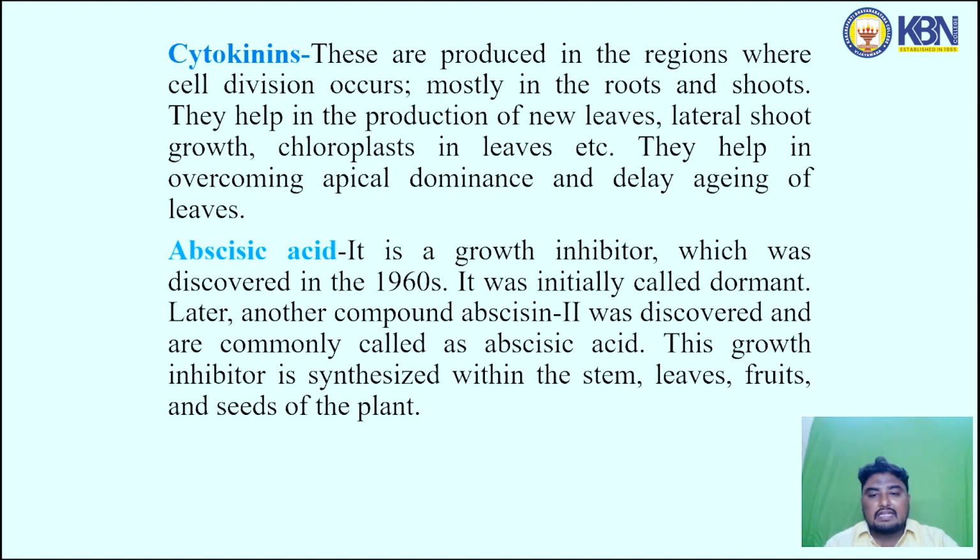Abscisic acid. It is a growth inhibitor which was discovered in the 1960s. It was initially called dormin. Later, another compound, abscisin 2, was discovered, and they are commonly called abscisic acid.